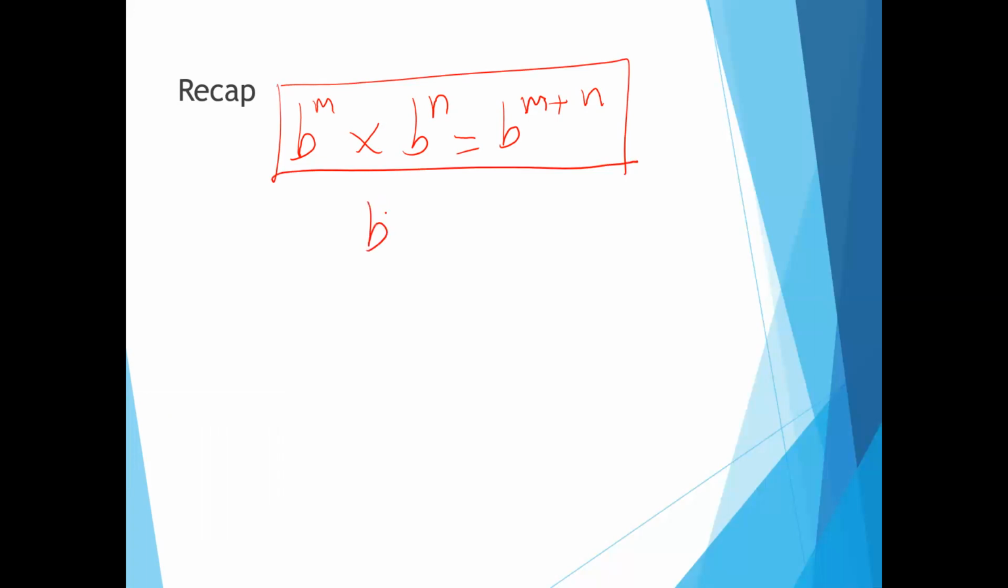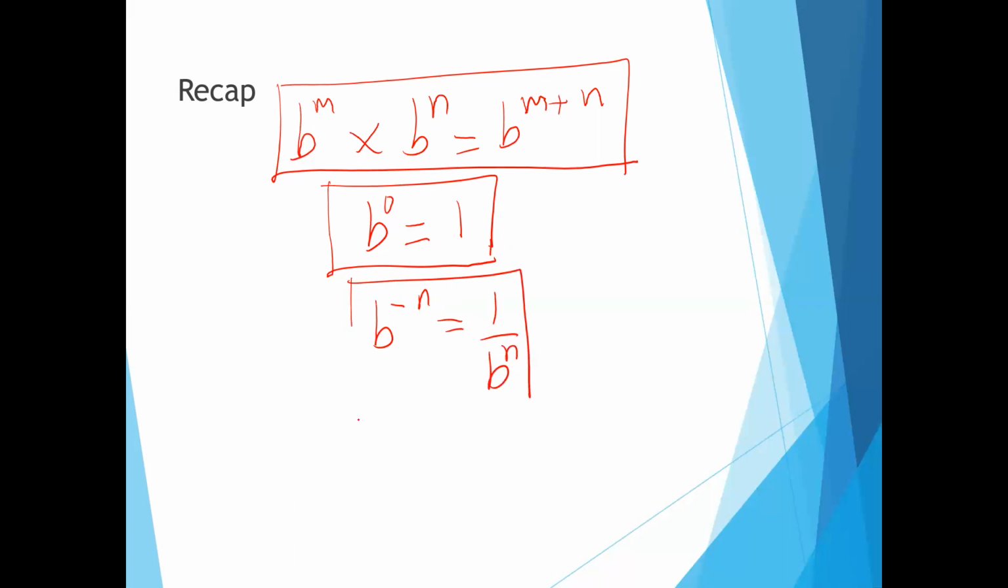We also saw that b raised to the power 0 is equal to 1. We also saw that b raised to the power minus n gives us 1 over b raised to the power n. So we established that as well. And then we did some examples.